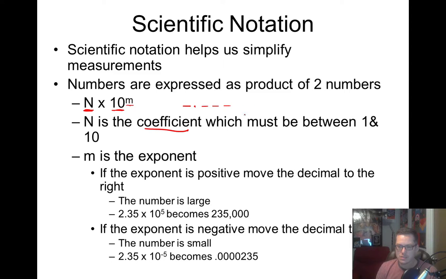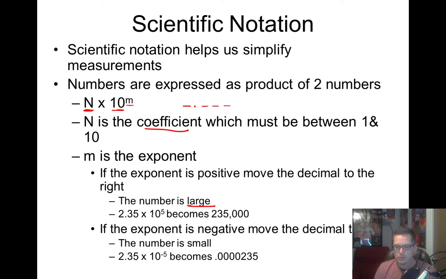Okay, so essentially what we're saying is one digit to the left of the decimal and then the rest to the right of the decimal. That's what that means. Okay, m is the exponent, and it's always going to be a whole number, and it can be positive or negative. If the exponent is positive, that means the number is very big. It's a large number, and we've moved the decimal to the right.